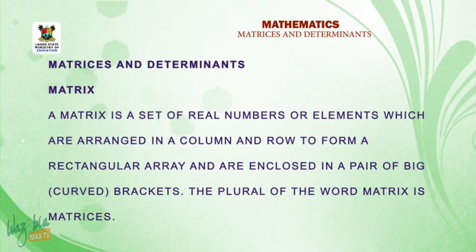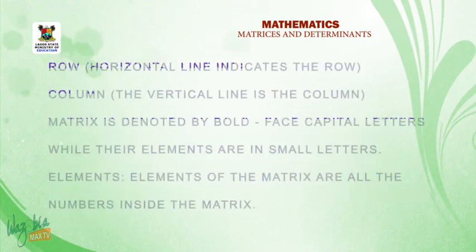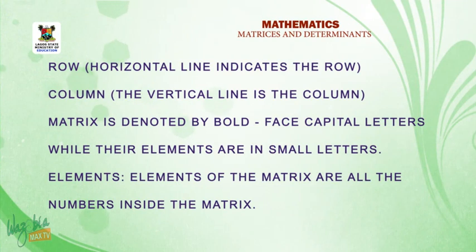Definition. Matrix. A matrix is a set of real numbers or elements which are arranged in columns and rows to form a rectangular array and are enclosed in a pair of big or curved brackets. The plural of the word matrix is matrices. Row: the horizontal line indicates the row. Column: the vertical line is the column. A matrix is denoted by boldface capital letters, while their elements are in small letters. Elements: the elements of the matrix are all the numbers inside the matrix.